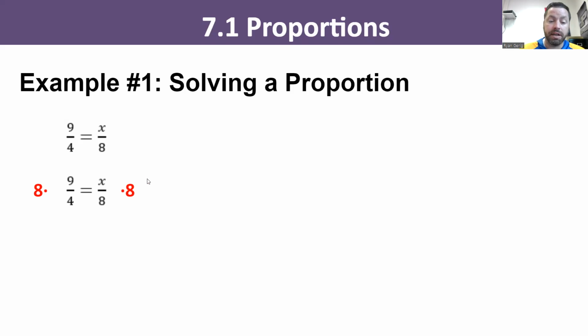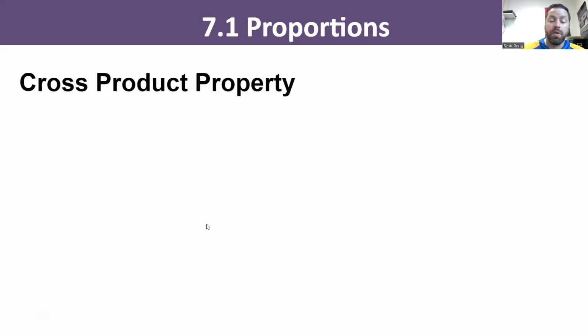And what that's going to do is it's going to cancel my 8, like we've done in past weeks. So 8 times 9 gives me 72. And then divide by 4, I get my answer of 18. Okay, that was a pretty simple proportion. There are some more challenging proportions.